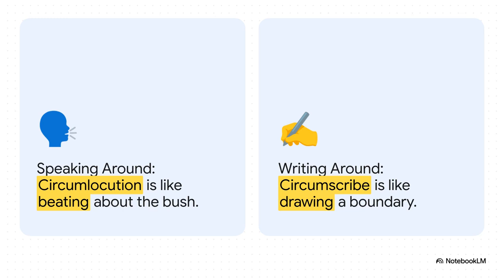And this is where it gets really interesting, right? When you pair circum with loqui, to speak, you get this evasive act, speaking around the point. But when you pair it with scribere, to write, you get a definitive act, drawing a boundary around something. It's the exact same prefix, but it leads to a totally different result.